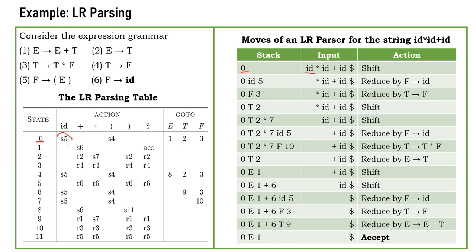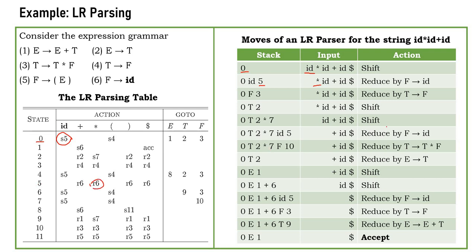So what is 0 ID? It is S5. So S means shifting, so here we are going to do the action shift. What will happen? ID will be shifted to the stack, and this 5 is also shifted to the stack. Then we have to check this 5 and this star. So 5 star, it is R6.